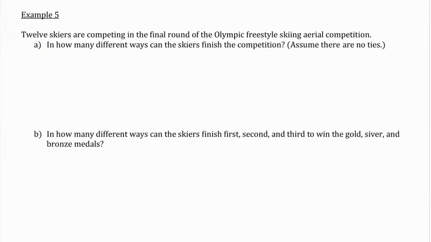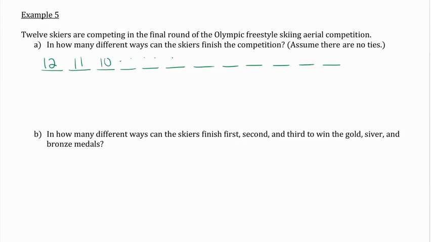So we've got 12 skiers competing in the final round of the Olympic freestyle skiing aerial competition. We want to know how many different ways can the skiers finish the competition, assuming that there's no ties, right? So everybody has to come in a different place. Well, we've got 12 skiers, so basically I've got 12 spaces for them to finish, 1, 2, 3, 4, 5, 6, 7, 8, 9, 10, 11, 12, right? Then for, let's say, first place, there's 12 options. The second place, there'd be 11 options, and so on and so forth, right?